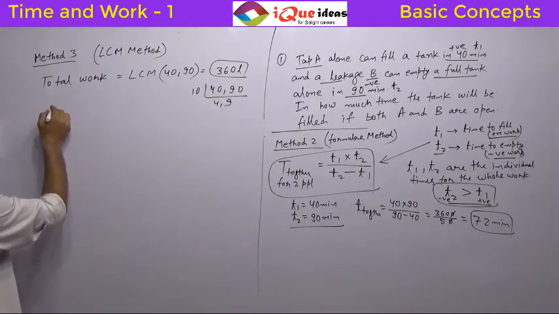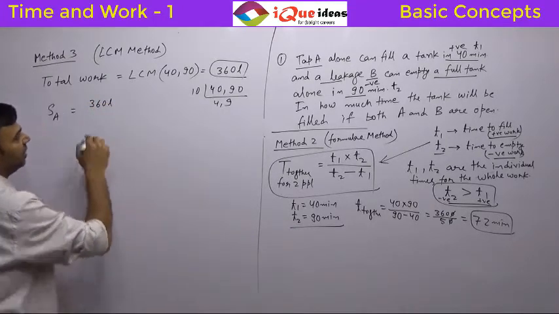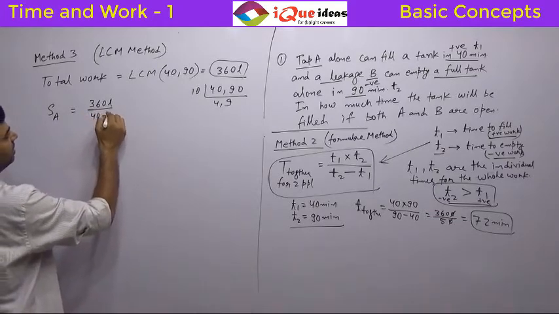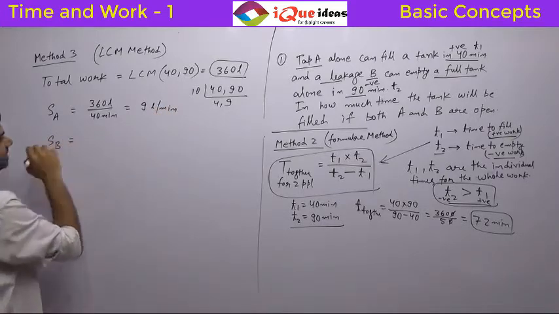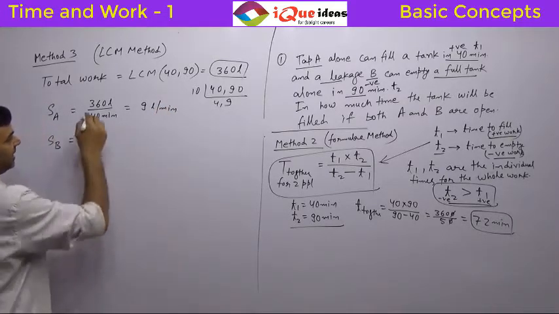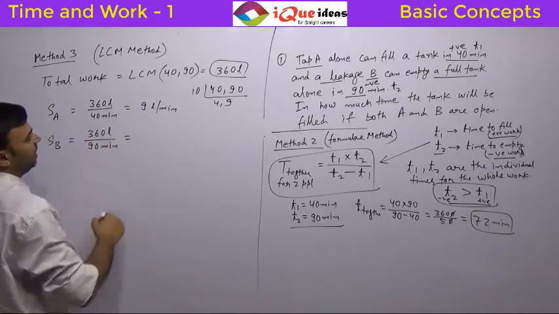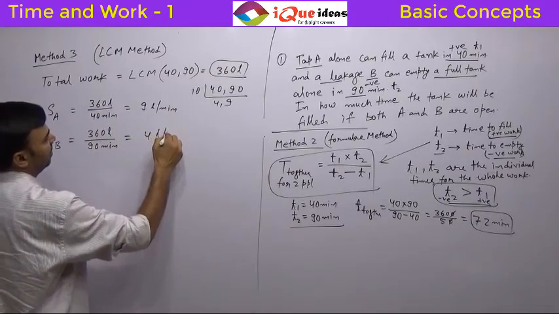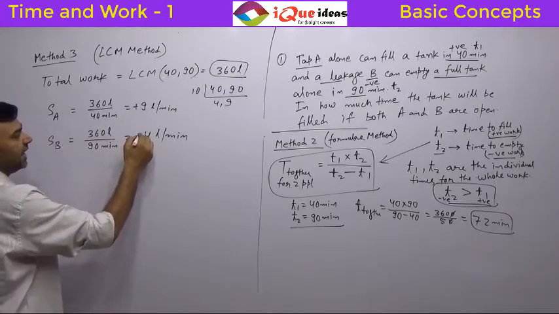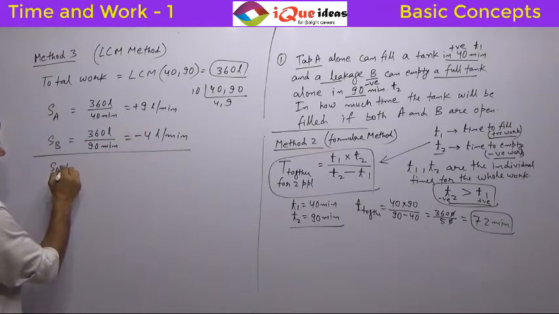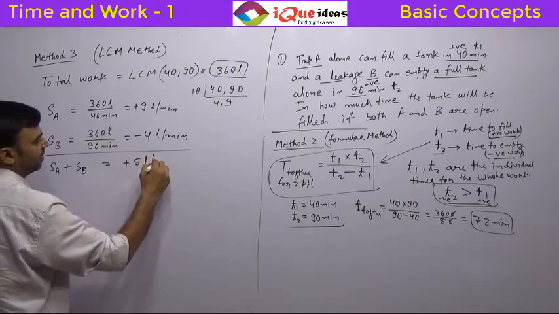So what will happen, we will get the speed of A as total work 360 liter. A takes 40 minutes to do it. So 360 liters by 40 minutes, that means it gives us 9 liters per minute. And speed of B, B takes 90 minutes to empty the full tank. That means 360 liters divided by 90 minutes. And its speed will be 360 by 90, which is 4 liters per minute. The only thing you have to be careful about here is the speed of A is positive, speed of B is negative. That means the combined speed of A and B, when you add 9 and minus 4, will become plus 5 liters per minute.